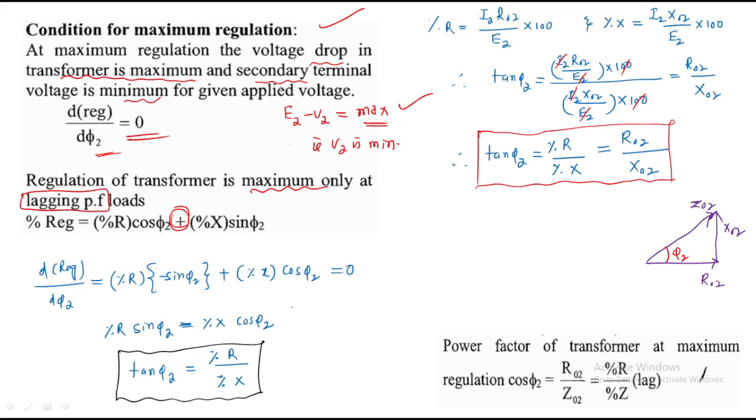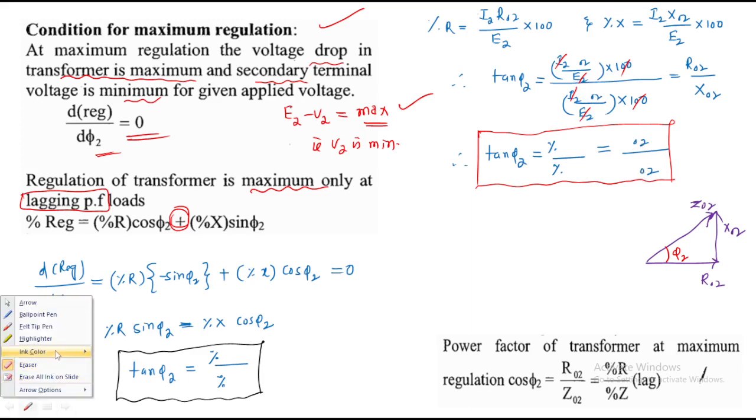What do we have? Sorry, here it is X by R, right? That's why I got a different value. This is X02, this is R02, X by R. Kindly make the modifications.